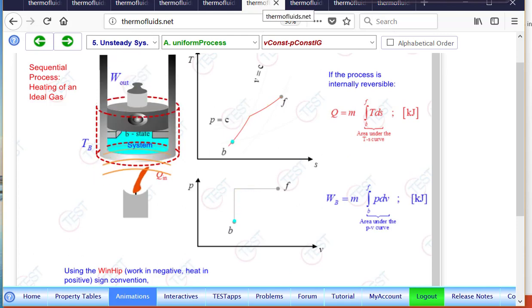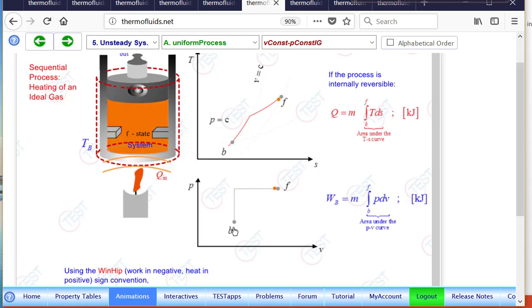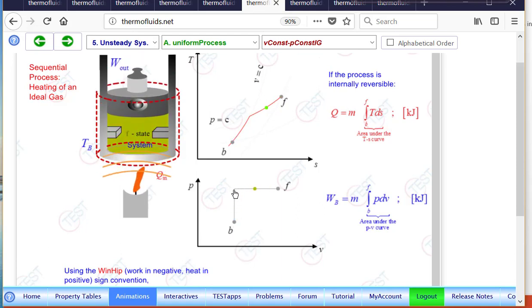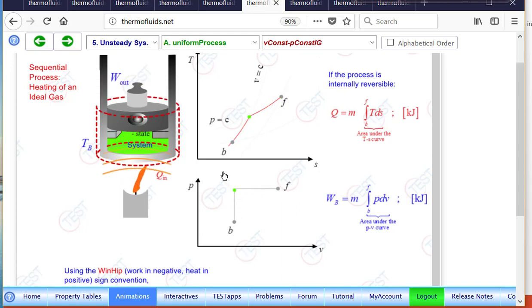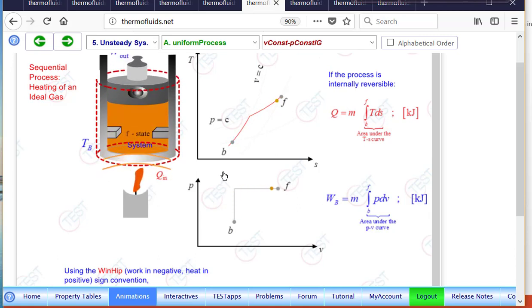This is a composite process. Notice that it starts with a constant volume process, then it moves into a constant pressure process. But in all these examples, you notice that the system is uniform. That's why these are called simple processes or uniform processes.